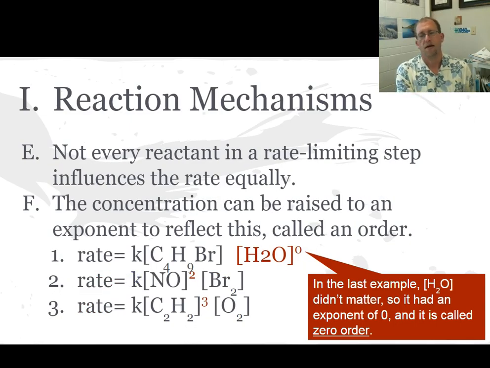So now, not every reactant in a rate-limiting step influences the rate equally. Even if you get all the reactants of just that one rate-limiting step, sometimes an individual reactant processes faster, processes instantaneously, doesn't slow anything down. Increasing or decreasing its concentration doesn't control the speed of the reaction. So we can call reactants that do not influence the speed of a reaction a zero-order reaction. What that means is we raise it to the power of 0. What happens to any number that you raise to the power of 0?